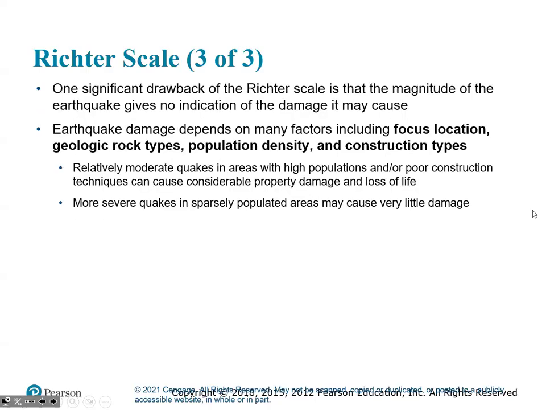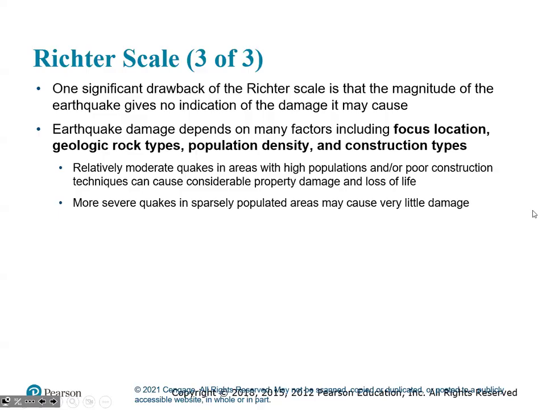And a drawback of the Richter scale is that the magnitude of an earthquake gives no indication of the damage it may cause, because it's just a measure of the biggest vibrations we see on the surface. Lots of factors affect the damage caused. Things like focus location, geologic rock types, population density, and construction types.